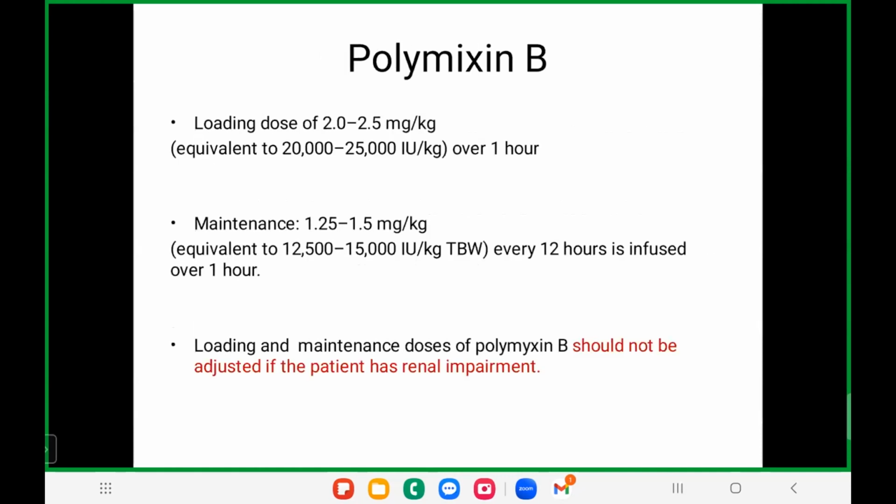And polymyxin B, it is 20,000 to 25,000 units per kg loading dose, followed by 30,000 units per kg in 2 divided doses per day. And the most important advantage of polymyxin B is there is no need for renal adjustment. That is the main advantage of polymyxin B over colistin. Colistin needs renal adjustment, but polymyxin B doesn't need renal adjustment.